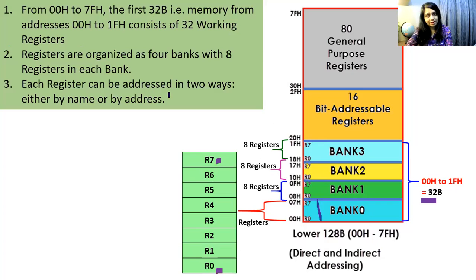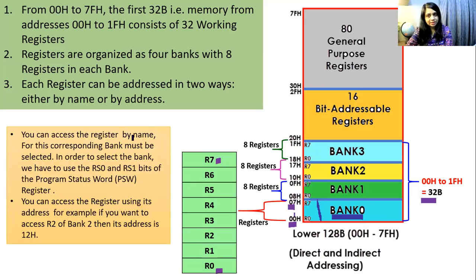Each register can be addressed in 2 ways, either by name or by address. If you consider bank 0, there are 8 registers from R0 to R7. You can use their names, like R0, R1, R4, R6, or you can access them by their addresses. So what are the addresses? You can see here R0 has address 00, R1 has address 01, then 02, and like this, and R7 has address 07.